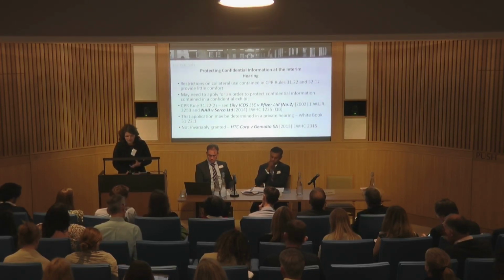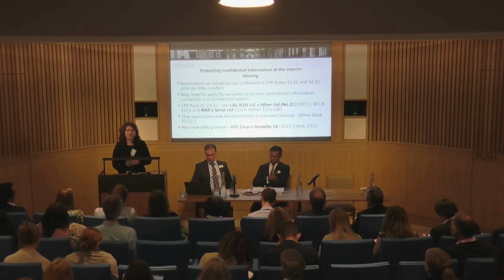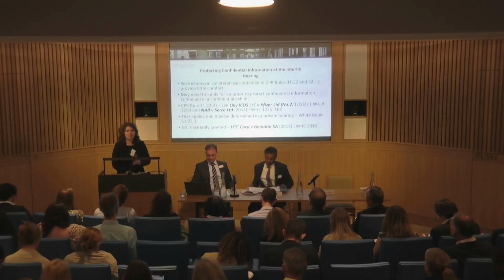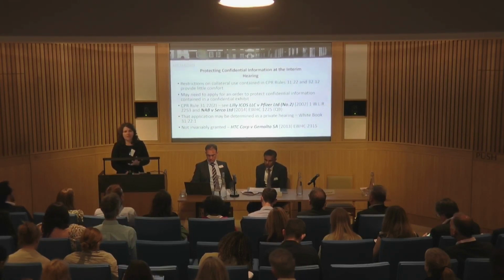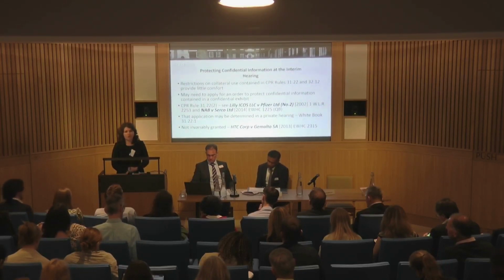So we've put down the case of HTC Corporation and Gemalto on the slides. That was a case where an application was made for an order under CPR Rule 31.22(2), and it wasn't granted in respect of all categories of documents. Essentially, the client had overreached itself by applying for that protection on collateral use in respect of documents that were several years old, emails, a business plan that were rather out of date. So it might be that you need to manage the client's expectations in respect of what can be achieved through these rules and what information can truly be protected by the court in the interim injunction process.